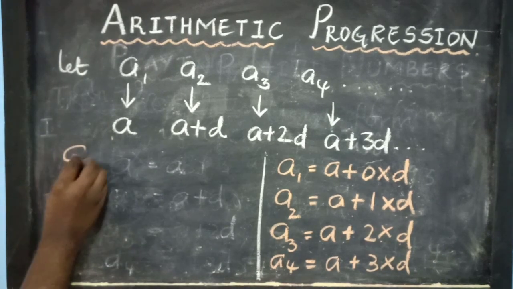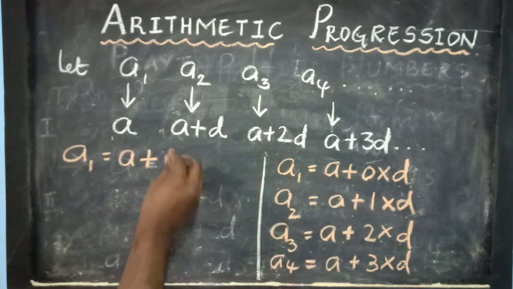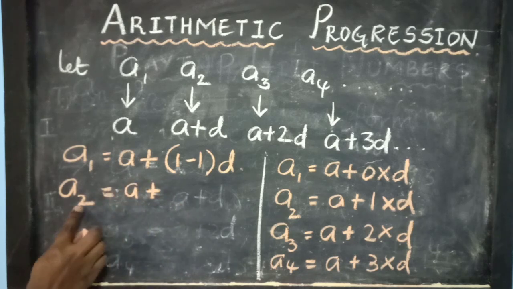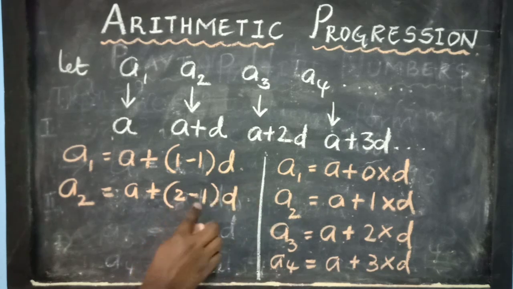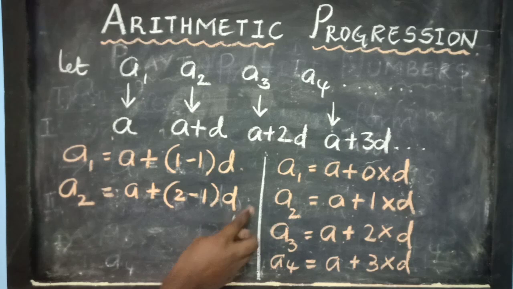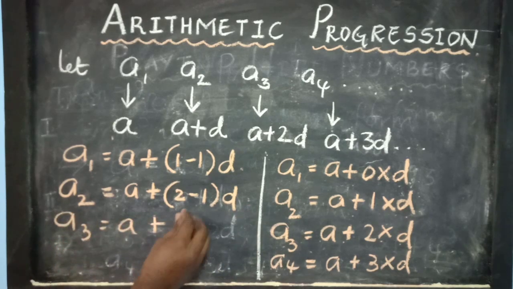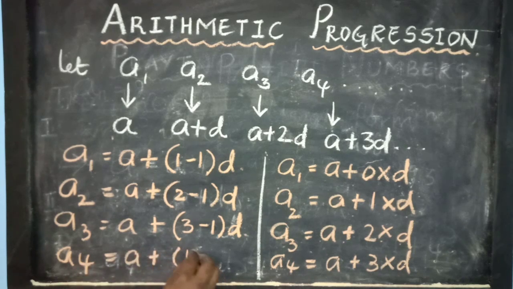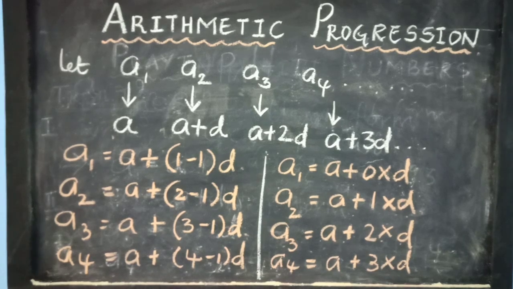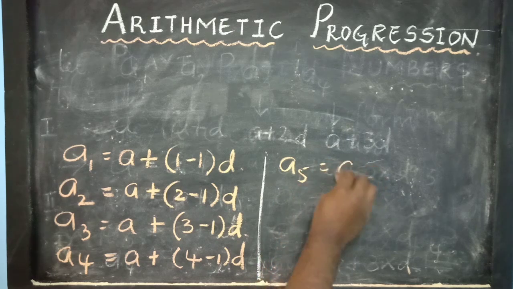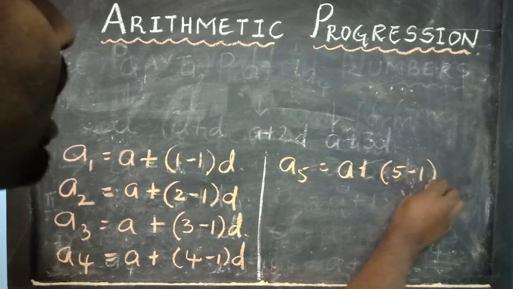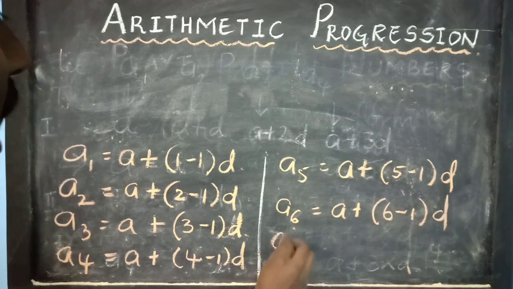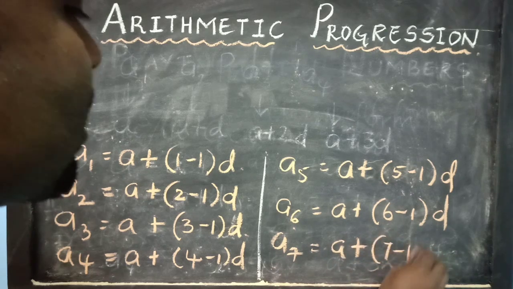Now students, observe the relation. A1 equals A plus 0, I'll write as 1 minus 1 times D. The same way, A2 is A plus, I'll take this 2 minus 1 times D. That is 2 minus 1 is 1, that is A2 equals A plus 2 minus 1 into D. The same way A3 equals A plus 3 minus 1 into D, A4 equals A plus 4 minus 1 into D. In general, A5 is A plus 5 minus 1 times D, A6 equals A plus 6 minus 1 into D, A7 equals A plus 7 minus 1 into D.